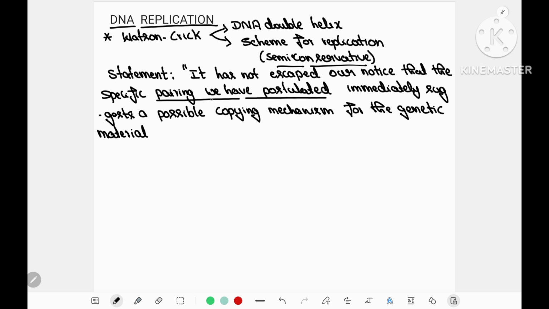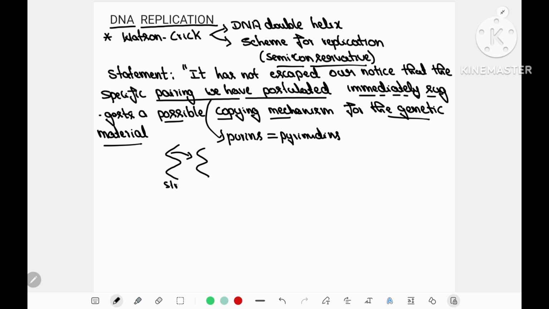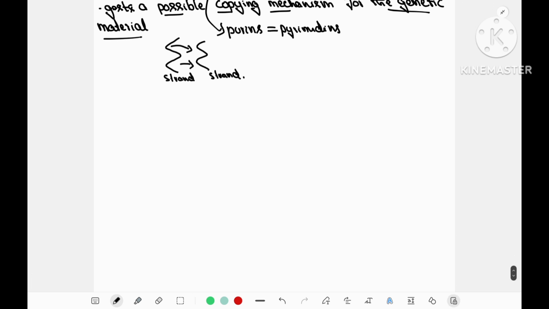It has not escaped our notice that the specific pairing we have postulated, that is, purines will always base pair with pyrimidines, which was the hypothesis proposed by Watson and Crick during the DNA double helical structure, immediately suggests a possible copying mechanism for the genetic material. That is, the information present in one strand will be copied to the other strand during the process of DNA replication. That was explained by semi-conservative DNA replication. Now let us understand what is actually meant by semi-conservative DNA replication.